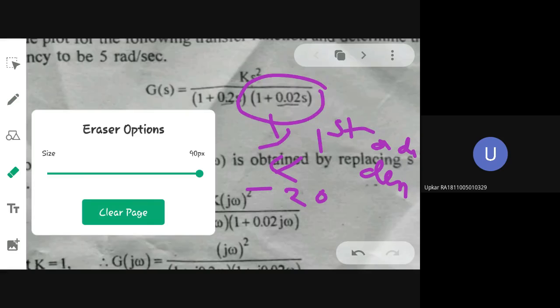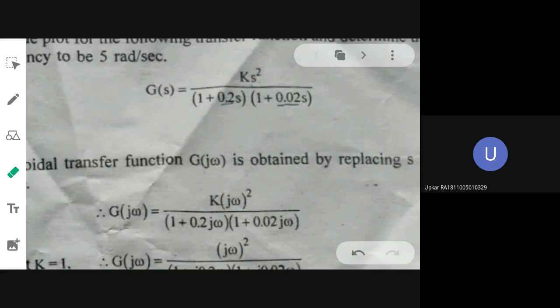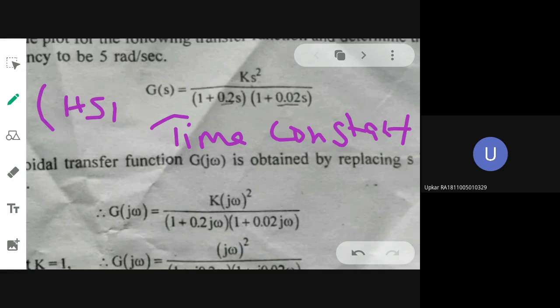Okay. Then the first thing you need to check is whether it is in time constant form or in open pole zero form. It should be of the 1 plus sT format that you are going to check. So is it in time constant form or not? Time constant form. So you can proceed. Alright.